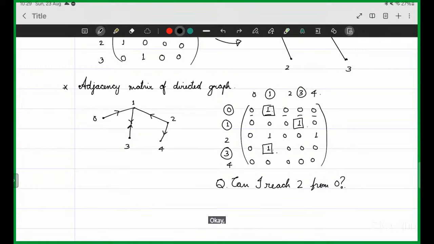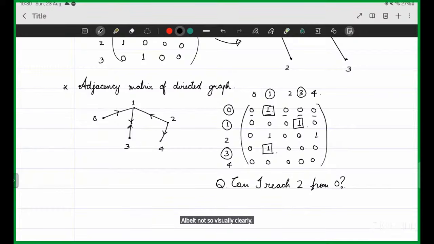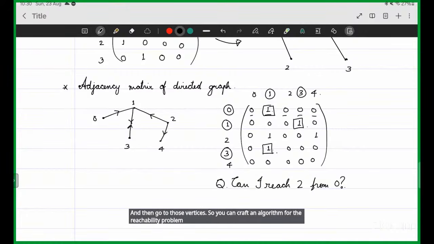Right. So hopefully you understood how to construct the matrix, and you can see that it carries the whole information, albeit not so visually clearly. It is still powerful. You can now see that you can write algorithms saying start with this vertex, look at all its ones, and then go to those vertices. So you can craft an algorithm for the reachability problem, and that is what we are going to do.